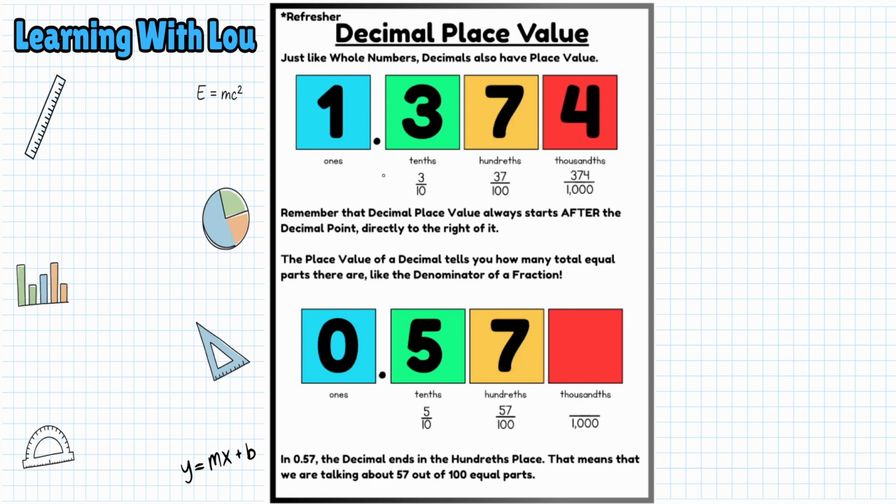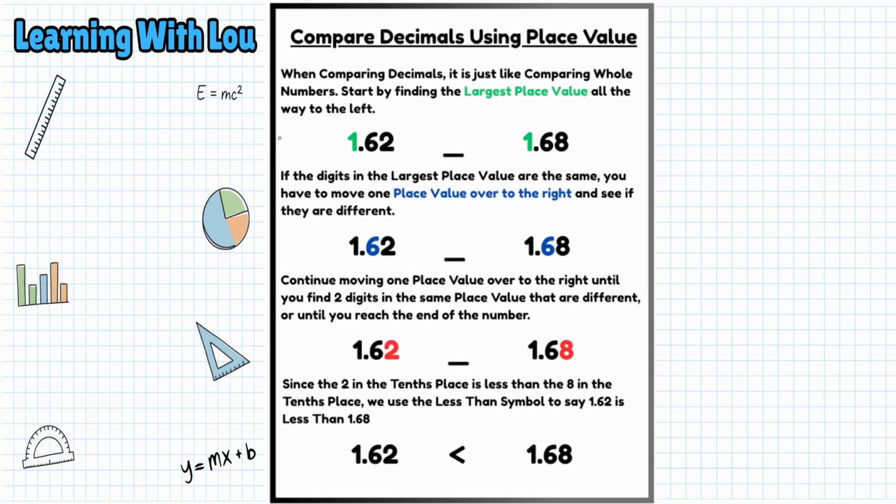If you go to the right of the decimal point, you have tenths, hundredths, and thousandths, and each place to the right is actually smaller and smaller and smaller. So that's just something important to keep in mind. When you compare decimals using place value, it's just like comparing whole numbers. I always say start all the way to the left. That's going to be your largest place value.